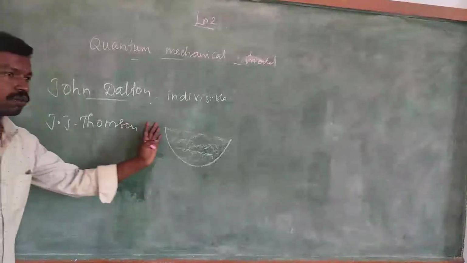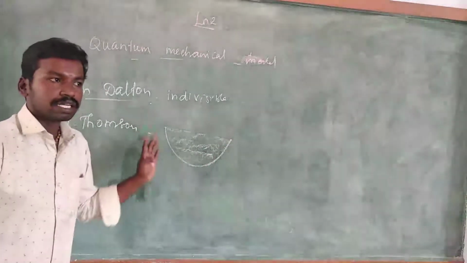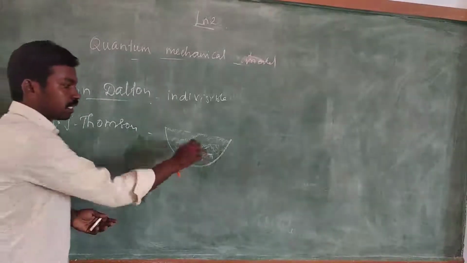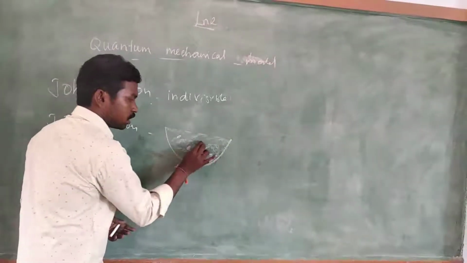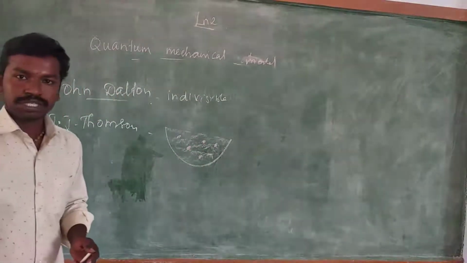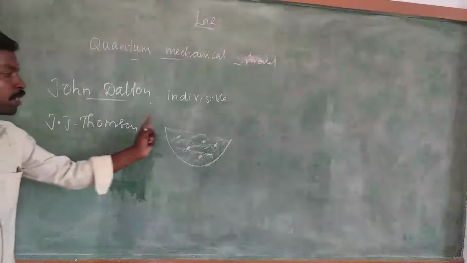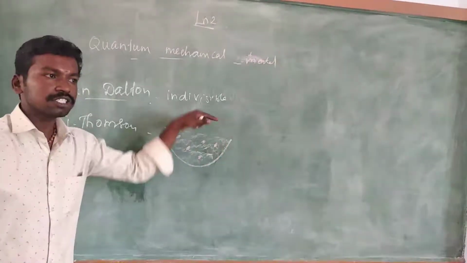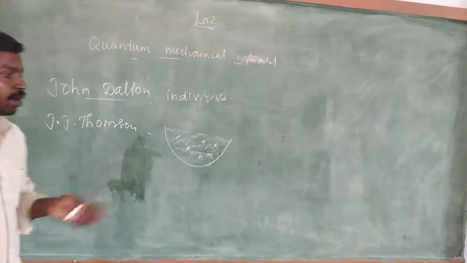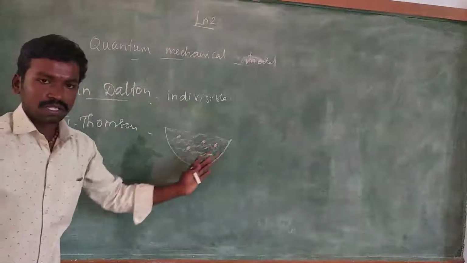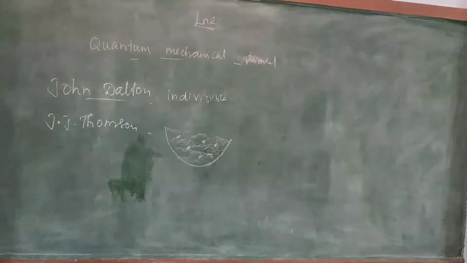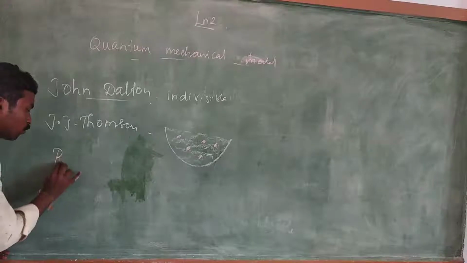Okay, in a watermelon, the red color portion is there, no? That is similar to the positive sphere of an atom, whereas in that positive sphere, the negatively charged electrons are embedded. So according to J.J. Thomson, an atom is a positive charge in which the electrons are embedded. Later on, this model also had some drawbacks. So in order to rectify that drawback, another scientist, called Rutherford, came.